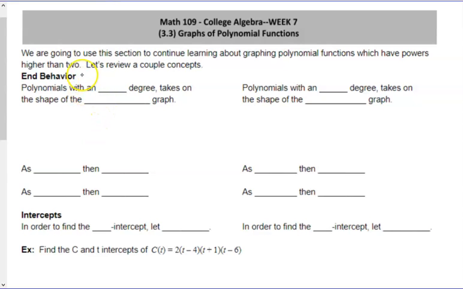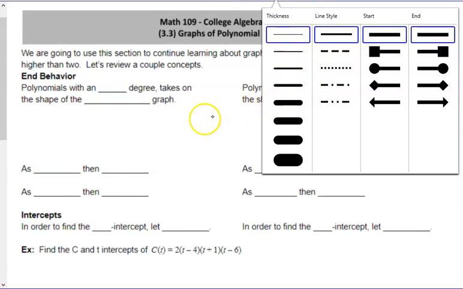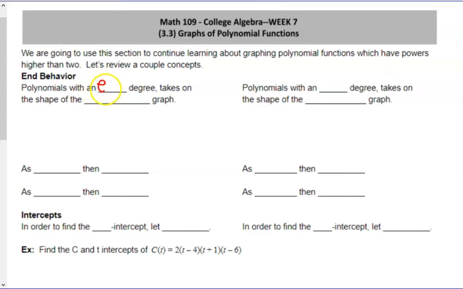Let's review a couple concepts. At the very beginning of Section 1 of Chapter 3, we were looking at even and odd degree powers and what the behavior of those looked like. If you recall, the even ones always took on the shape of y equals x squared. That x squared graph, as a reminder, had both ends going in the same direction. It was a U.